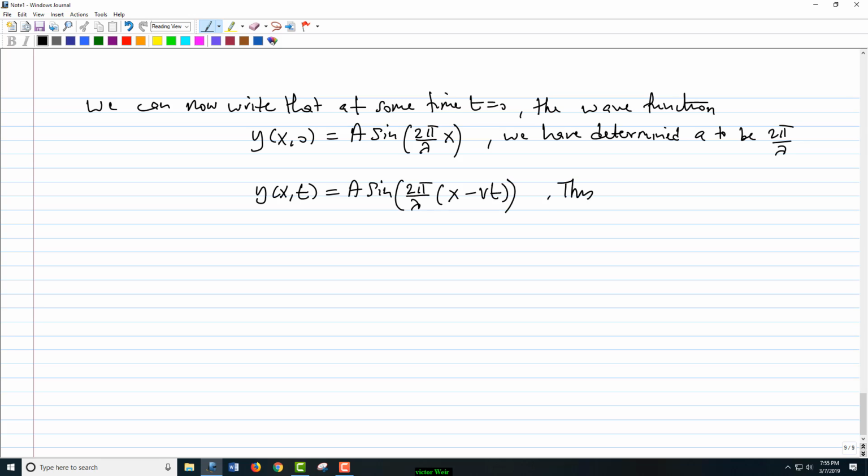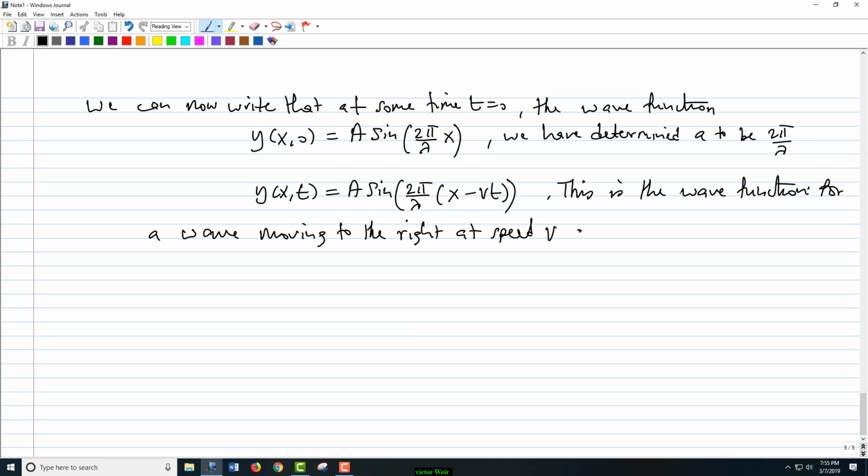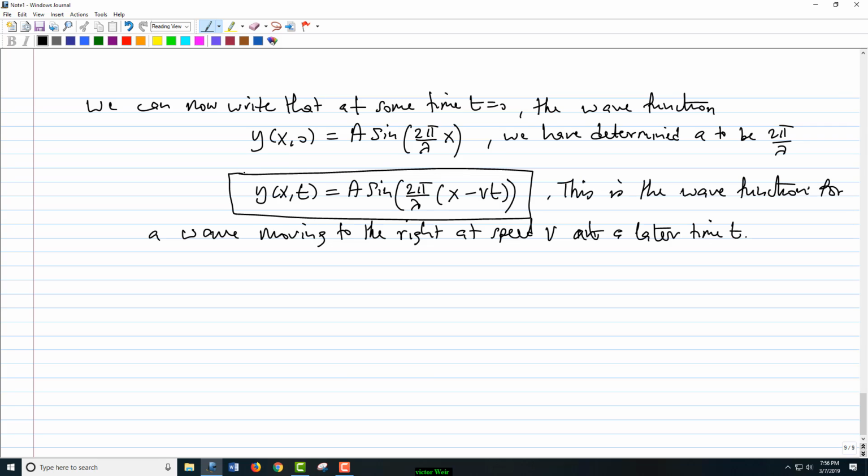So this is the wave function for a wave moving to the right at speed v at a later time t. This is an important formula to keep in mind. This is the wave function formula for a traveling wave moving to the right at a speed v. And so obviously for a wave moving to the left at a speed v at a later time t, you will just change the negative sign in parentheses to a positive sign. So instead of x minus vt, you would have x plus vt for a wave moving to the left.